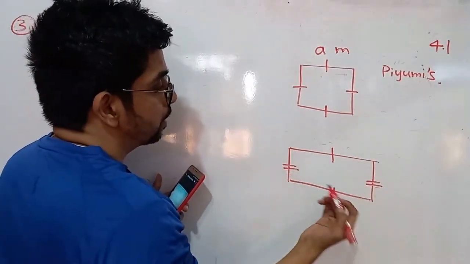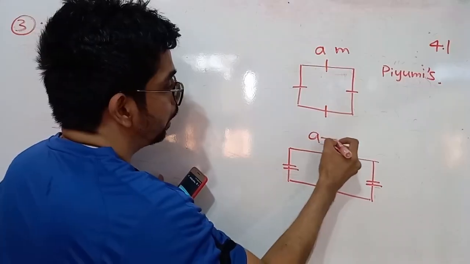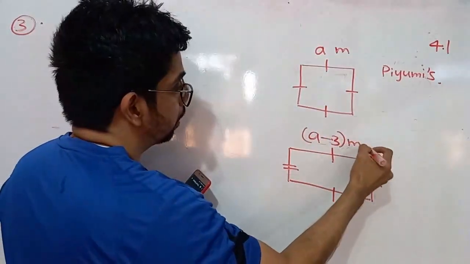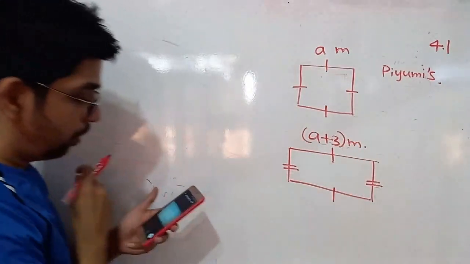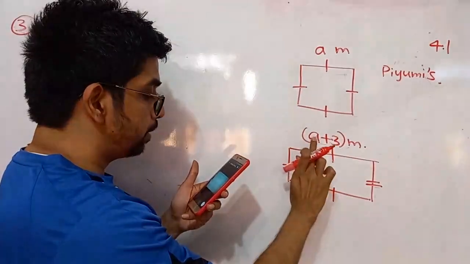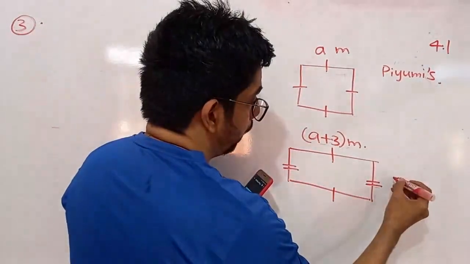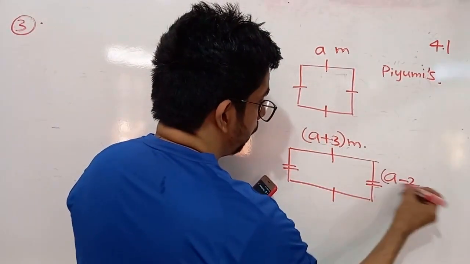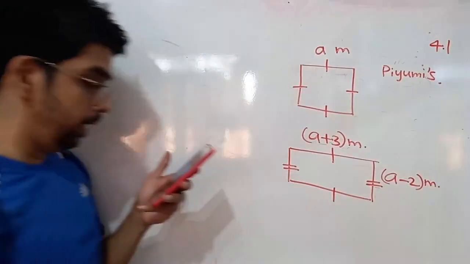So what should the sister's flower bed be? a minus 3. Sorry, a plus 3 meters. Okay, the width was 2 meters less than Pumi's. Right. So this should be a minus 2. That is also in meters.